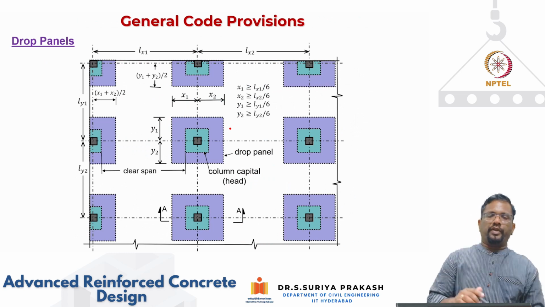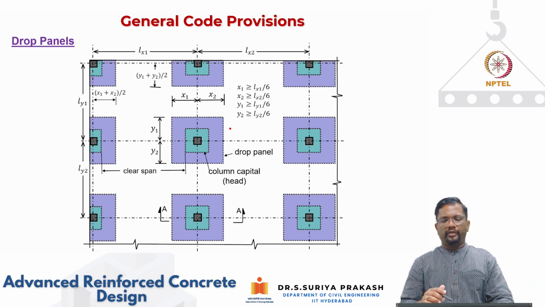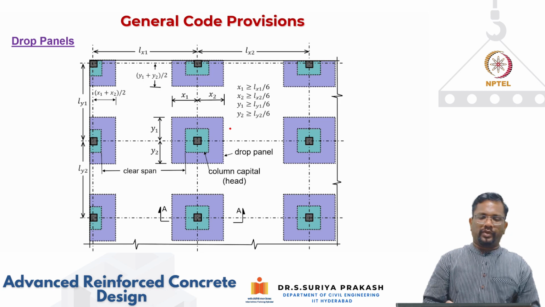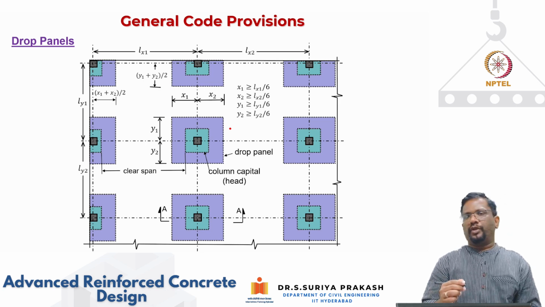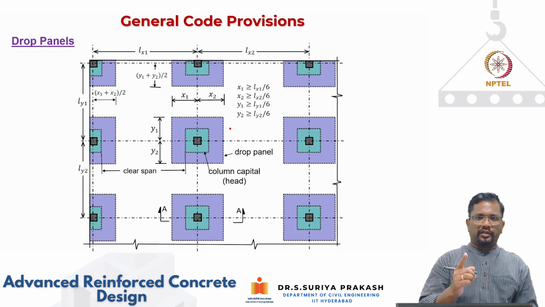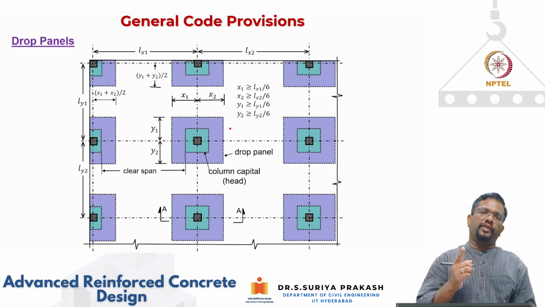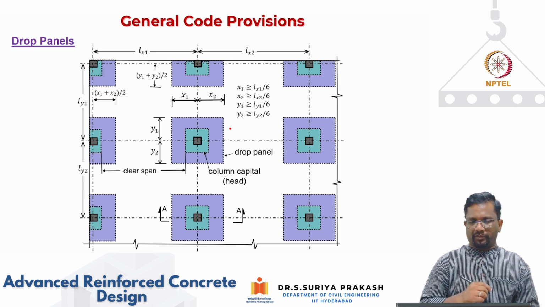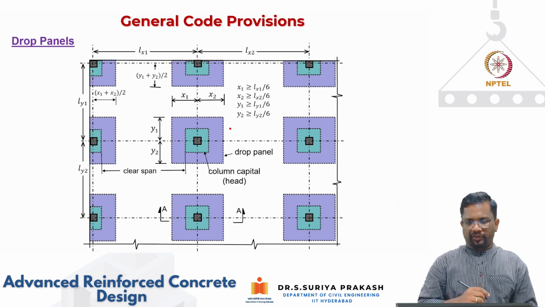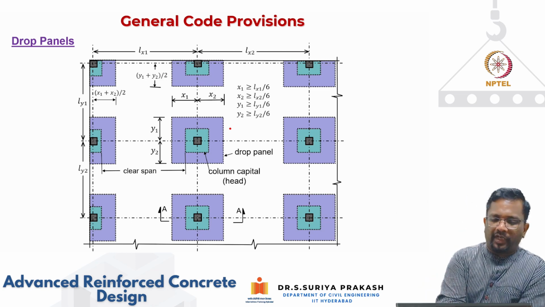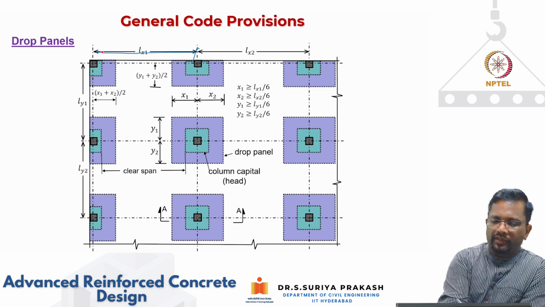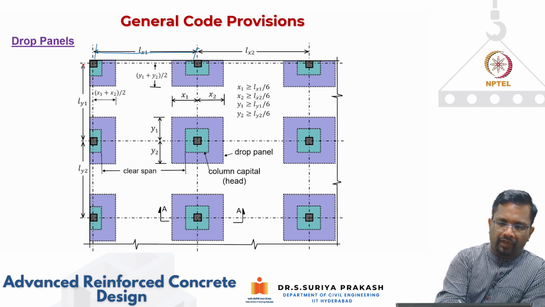Now for drop panels. If you look at it, the code gives you a guideline that when you provide a drop panel to a flat slab, it should satisfy some minimum dimension requirements. What are those minimum dimension requirements? Let's say my span for this flat slab is LX1 in one direction, and LY in the other direction, right?